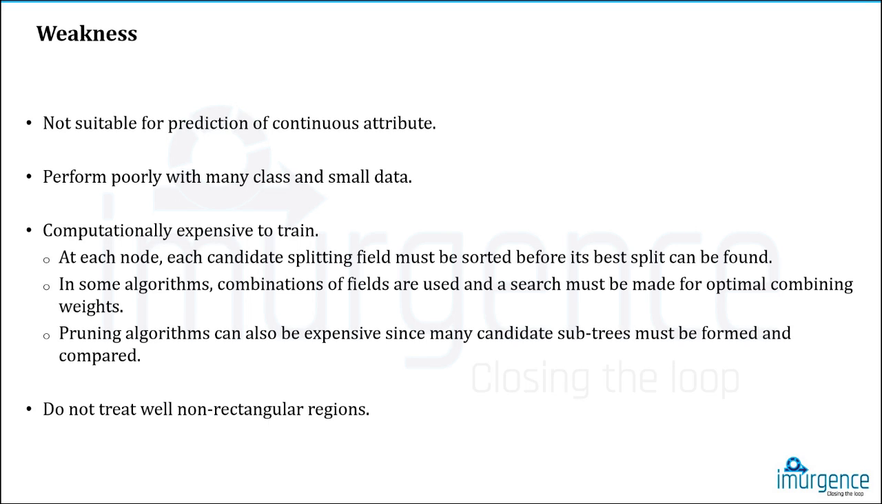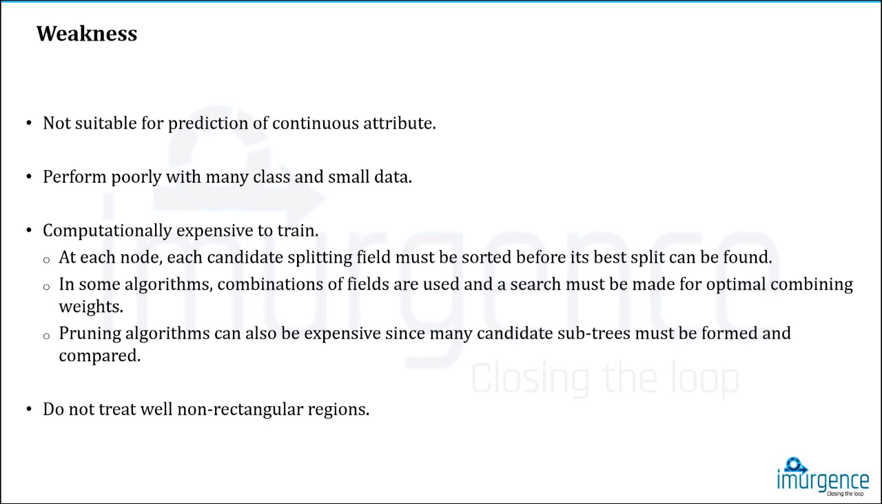So traditionally, if you want to remove the problem of variance in case of a decision tree, you would use some techniques like random forest or bagging or boosting, but obviously those are computationally very expensive. But with the latest infrastructure, these things are no longer a problem anymore. And also decision trees do not treat non-rectangular regions well.